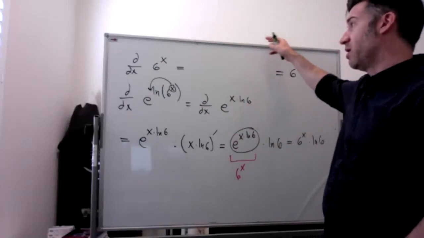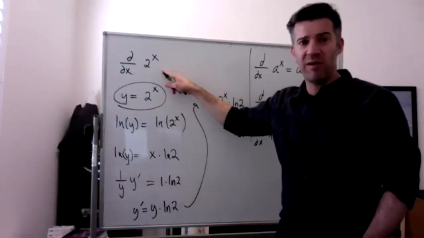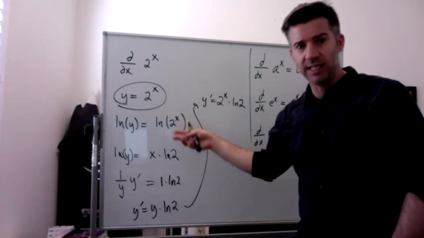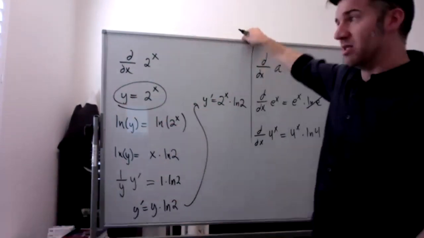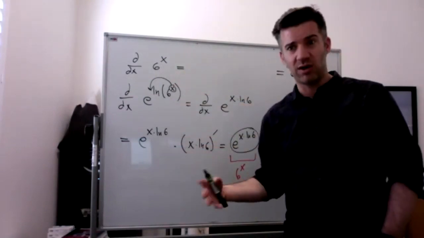If you're doing it this other way, where you're trying to take the derivative of 2 to the x, you have to remember, oh, I need to say that y equals 2 to the x, and then take the natural log of both sides, and then use implicit differentiation. Whereas this way, all you have to remember is that you can rewrite 6 to the x as e to the natural log of 6 to the x.